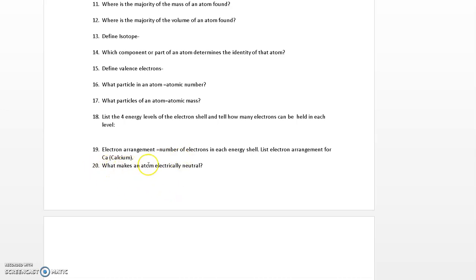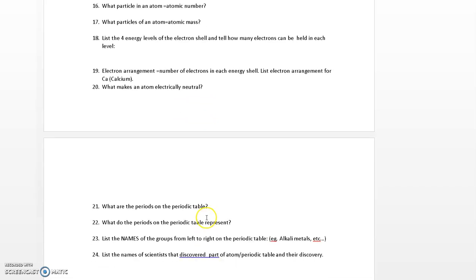Number 20, what makes an atom electrically neutral? So in order for an atom to be electrically neutral, you would have to have the same number of protons as electrons, because protons have a positive charge, electrons have a negative charge. When you have the same amount, they're going to balance each other out, which will make the atom or element overall neutral. Okay, let's scroll on here.